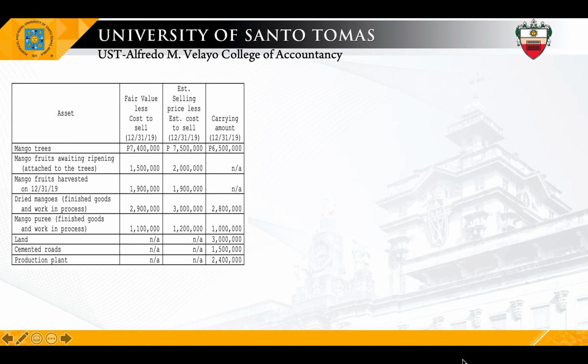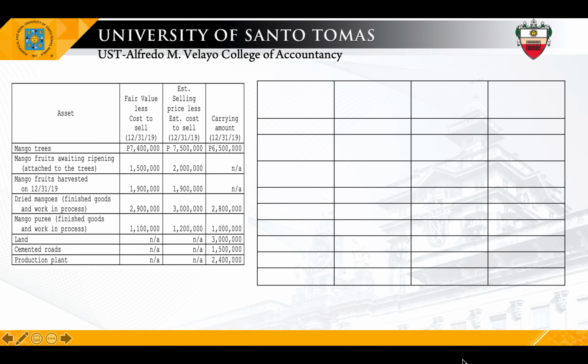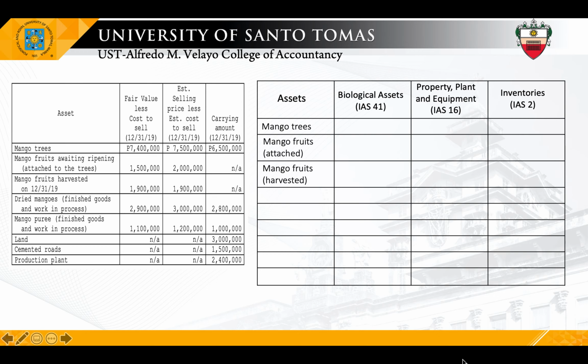Okay, so going back to the problem, let us answer this problem using a table. So our first column for the assets, second column for biological assets, third for PPE, and fourth for inventories. And then let us have the assets mentioned. You have mango trees, mango fruits awaiting ripening, mango fruits harvested, dried mangoes, mango puree, land, roads, and the plant.